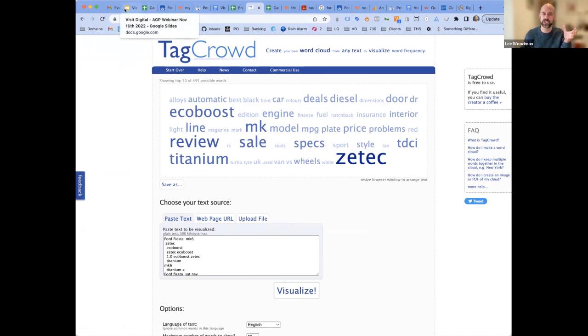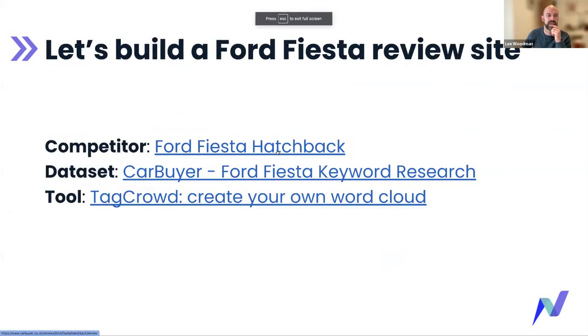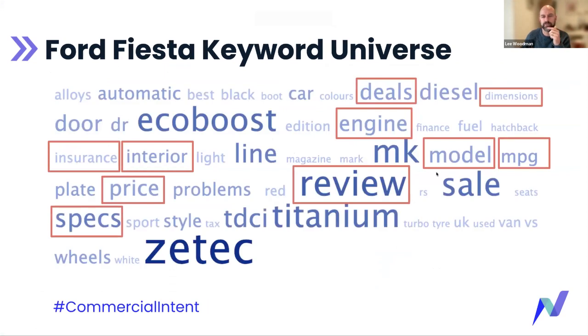So thinking about this commercially, if we come to our next slide, what we're interested in is the commercial terms inside this tag crowd. So what deals have we got? What engine sizes? What models? Dimensions? Review? Price? Interior? Insurance? Specs? All those would be keywords that people would search for if they are in the market to buy a Ford Fiesta.